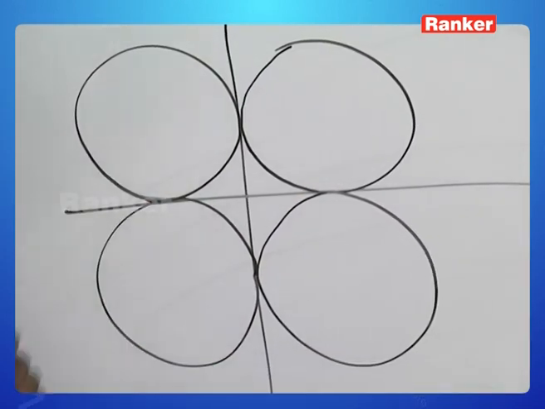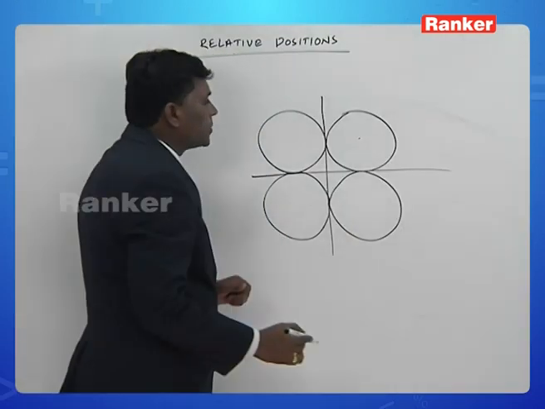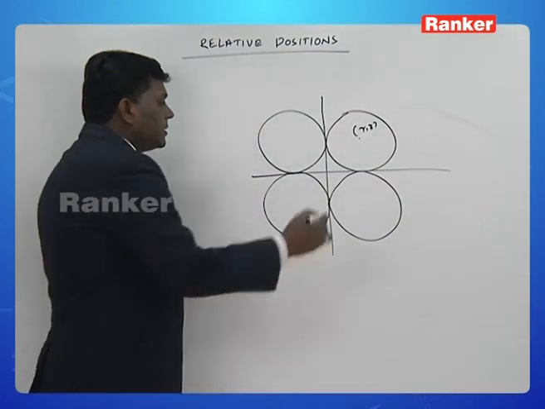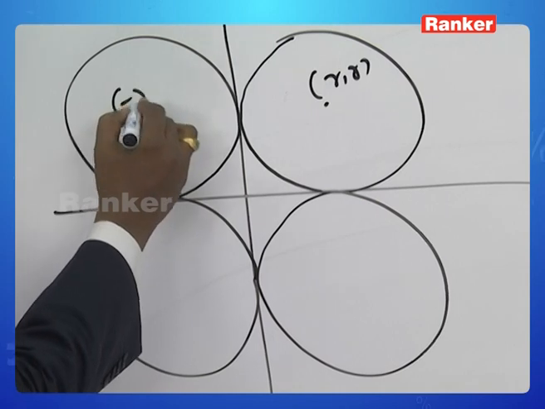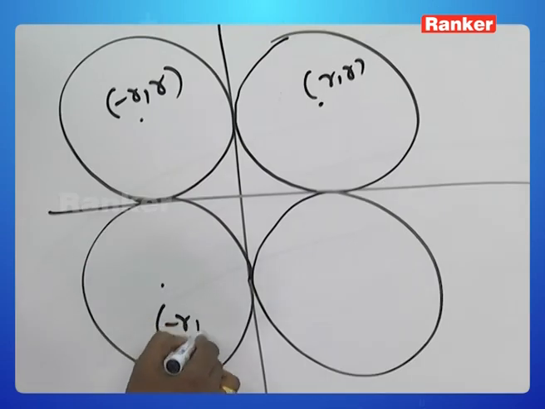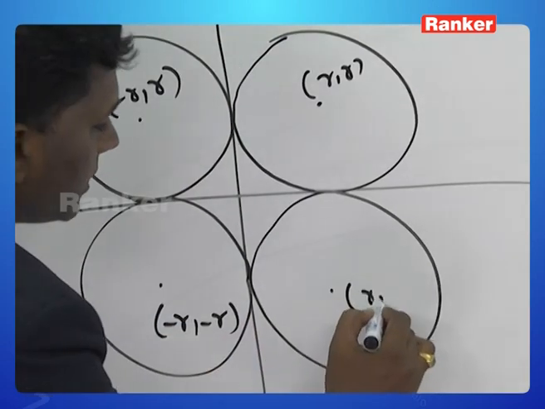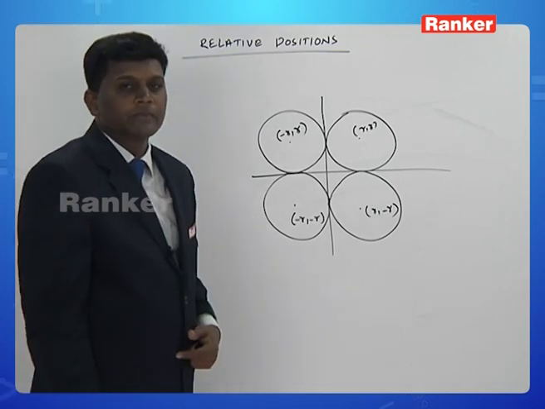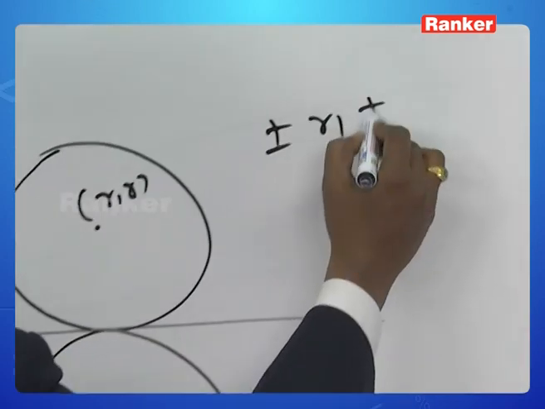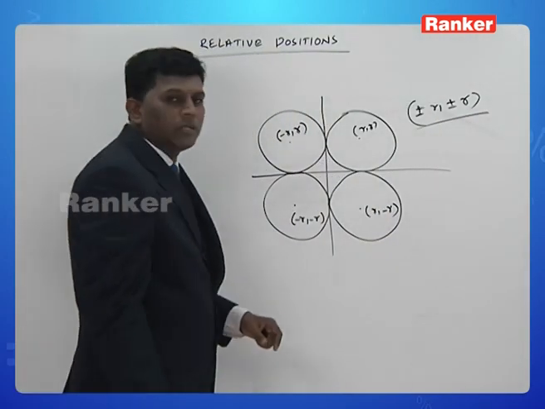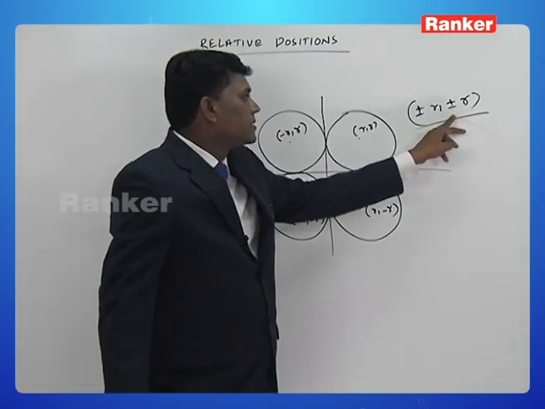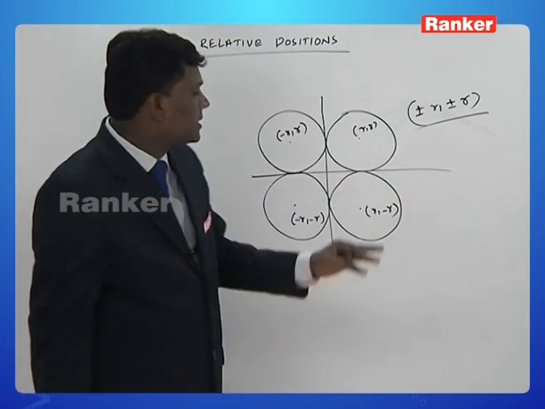Now if you look at these four circles which are touching both the axes in various quadrants and having the same radius r: the first circle touching both the axes in the first quadrant has the center taken as (r, r). The circle touching both the axes in the second quadrant will take the center (-r, r), the third quadrant will become (-r, -r), and in the fourth quadrant (r, -r) can be taken. Here all the centers are in the form of (±r, ±r). Depending on the quadrant in which it is touching both the axes, we can decide the signs of this center's abscissa as well as ordinate.